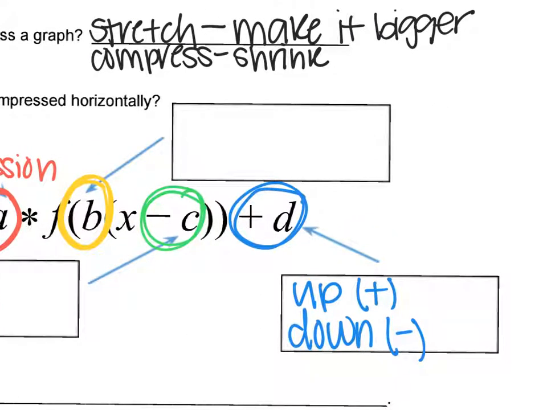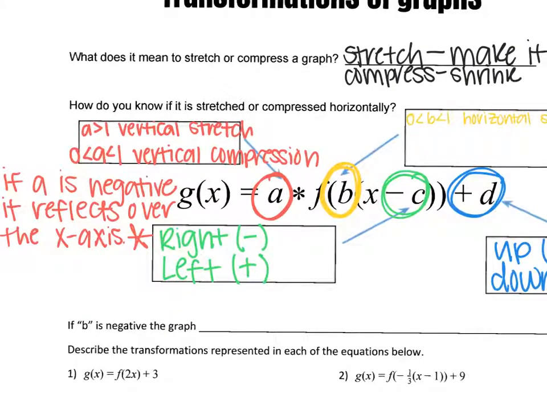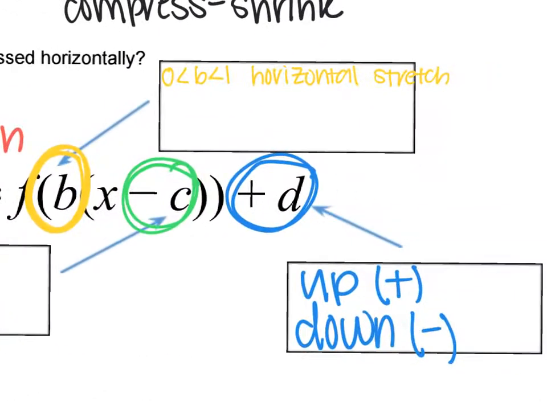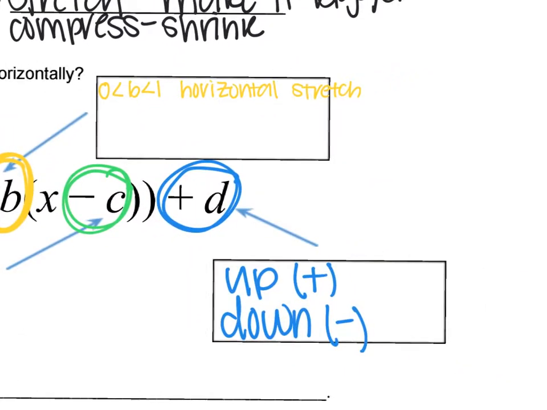We're going to start with the opposite. So if B is between 0 and 1, now this is where it gets tricky. It's going to be a horizontal stretch. And again, it's opposite of vertical. Remember, vertical, it was a stretch if it was greater than 1. And we're saying if B is less than 1, between 0 and 1. And the reason for this, it's a horizontal stretch by 1 over B.